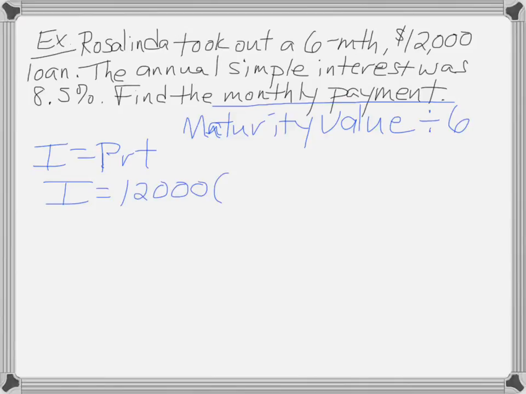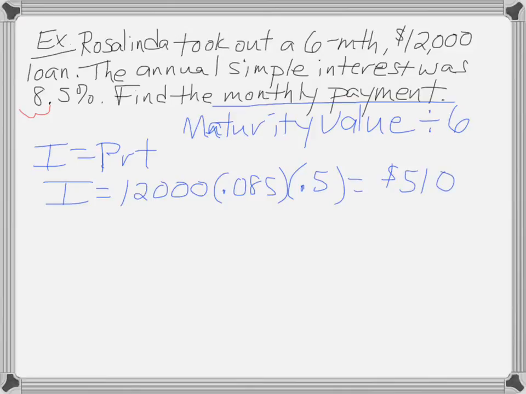Then the rate, I need to move my decimal 2 places to the left. So the rate is 0.085. And it's only been 6 months. So if it's only been 6 months and the time has to be in terms of years, 6 months is half of a year, or 0.5. Multiplying all that together gives us an interest of $510.